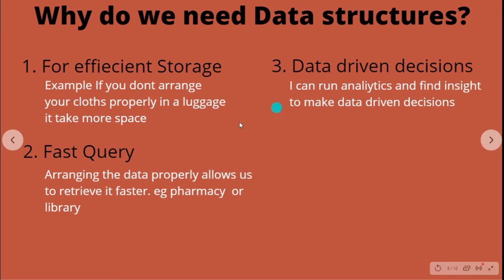And also, number two, fast query. That means arranging the data properly allows us to retrieve the data faster. And the example I gave earlier, the pharmacy, arranging the data, this is something that is practical in any walk of life. If you arrange something well and put it in the right place, not just throw it around, you will be able to retrieve it.